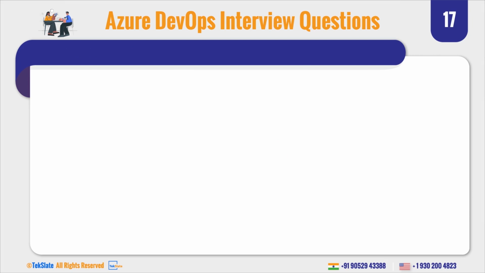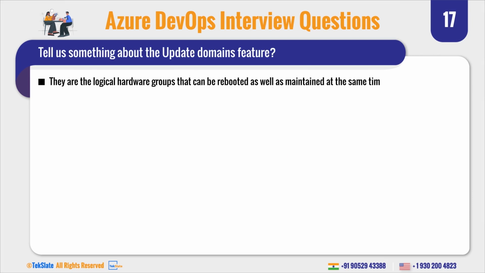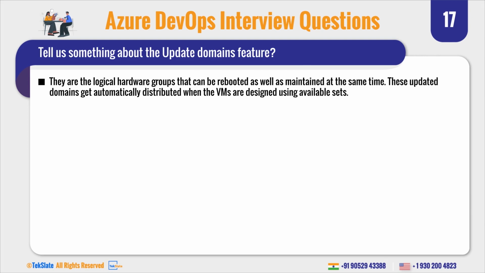The next question is, tell us something about the update domains feature. They are the logical hardware groups that can be rebooted as well as maintained at the same time. These update domains get automatically distributed when the VMs are designed using the availability sets. This ensures our application instance as well as the running of the Azure platform is under periodic maintenance. Only a single order of updates can be rebooted at a time.